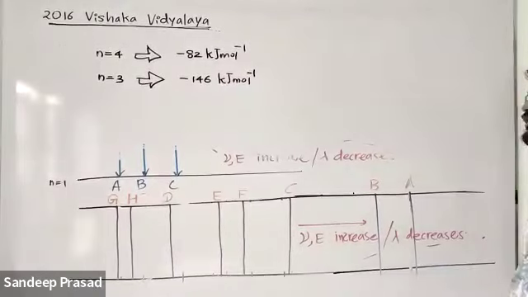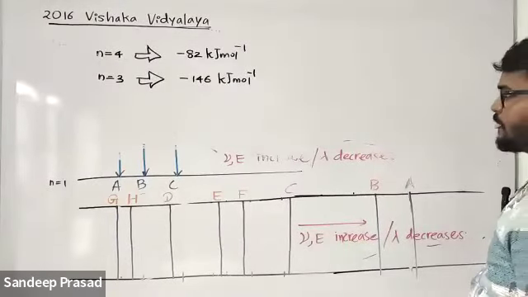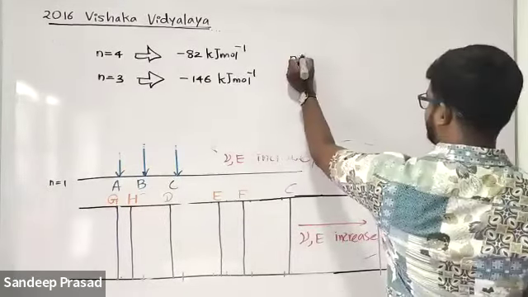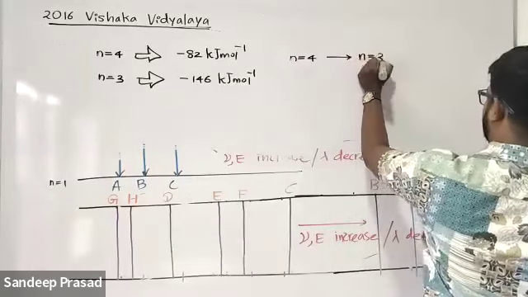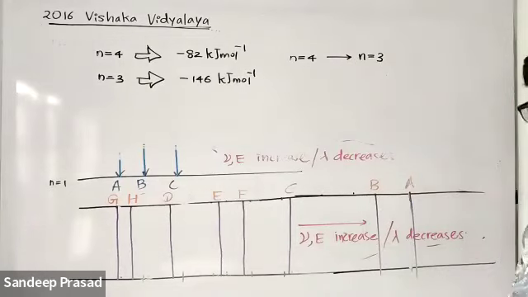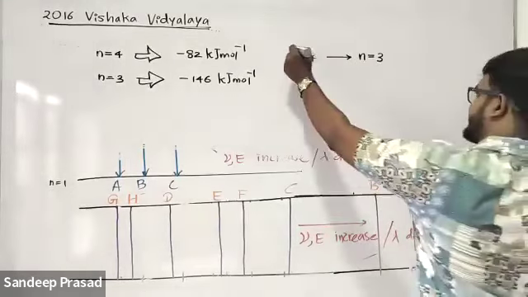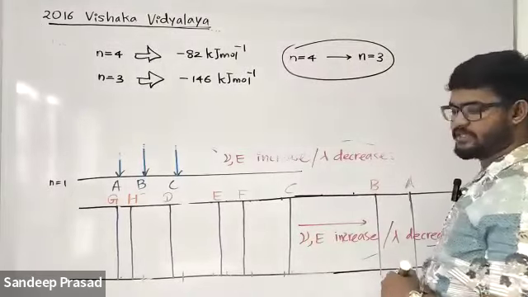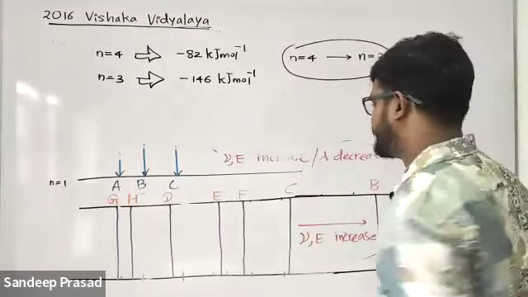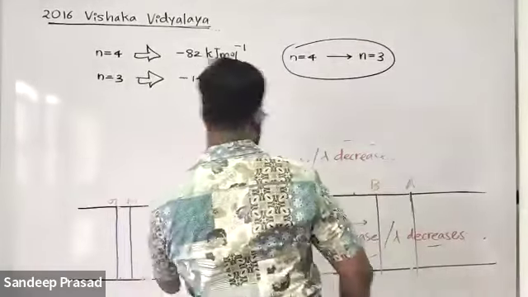According to the energy level diagram that we have drawn, the electron is moving from n equal 4 to n equal 3, and this belongs to the Paschen series. This electron transition has the least energy gap and the least frequency. Therefore, we know how to calculate the energy.